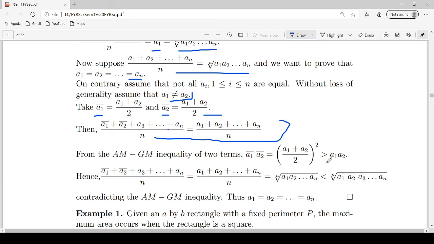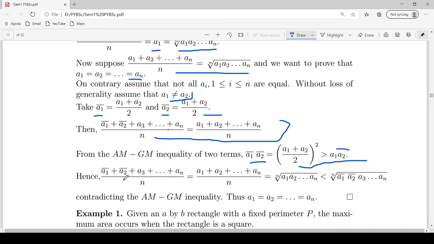And if I square both sides, I will have the square of (a1 + a2) upon 2 is greater than a1 into a2. But the square of (a1 + a2) upon 2 is what? It is equal to a1 bar into a2 bar. So what you have, a1 bar into a2 bar is strictly greater than a1 into a2. So remember, we have proved a1 bar plus a2 bar is equal to a1 plus a2. But a1 bar into a2 bar is strictly greater than a1 into a2.